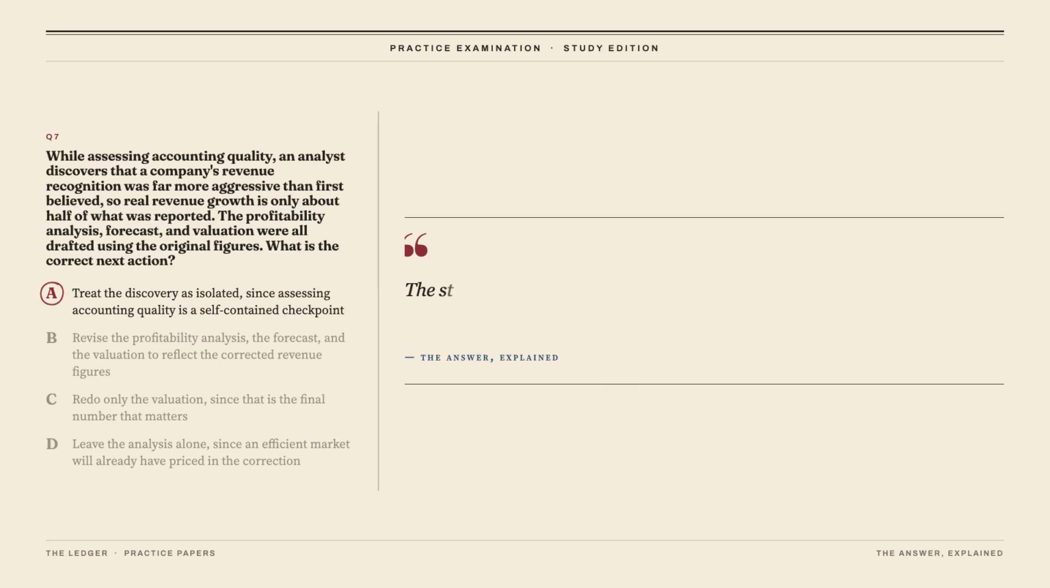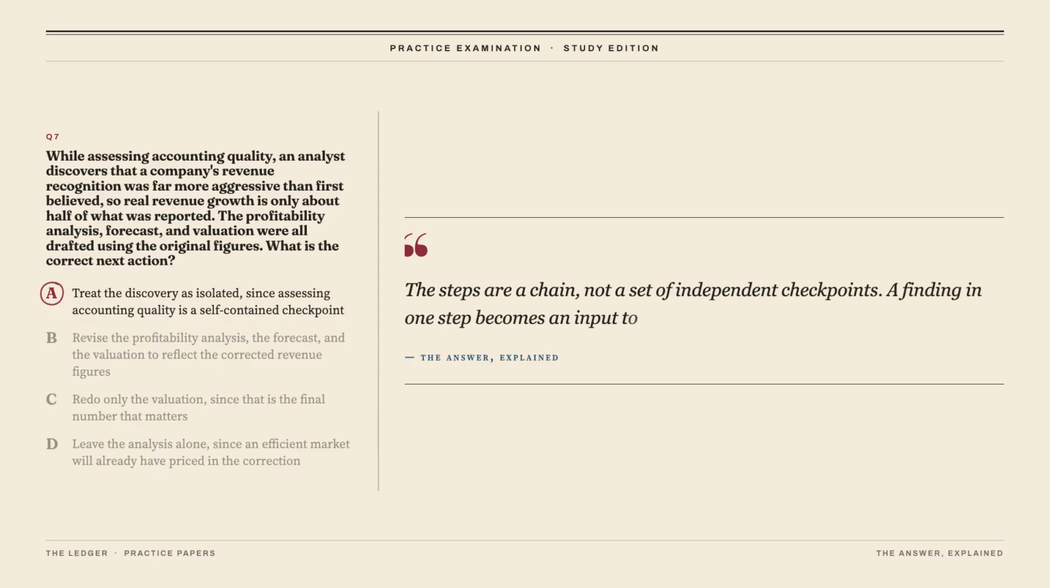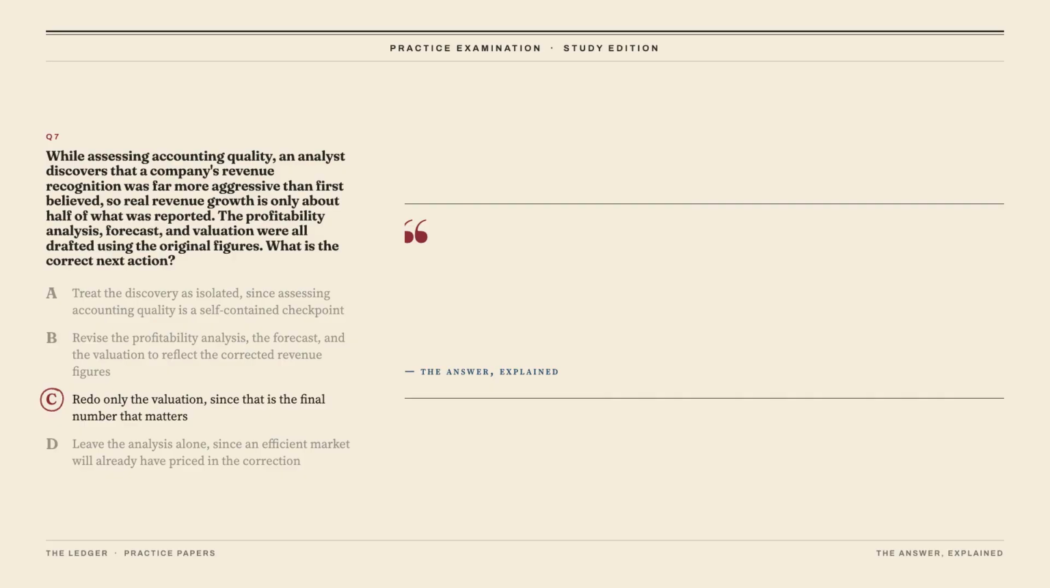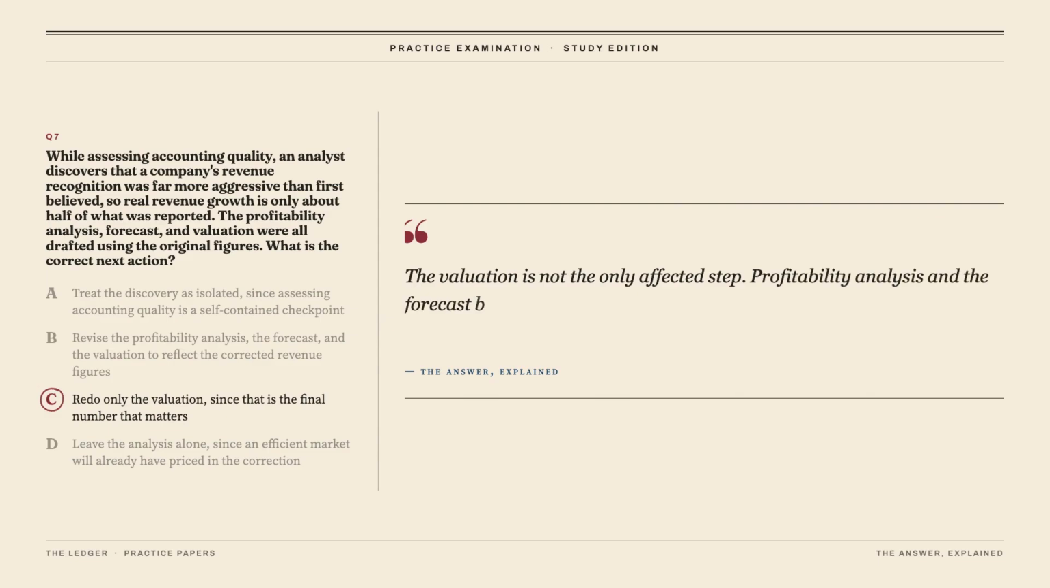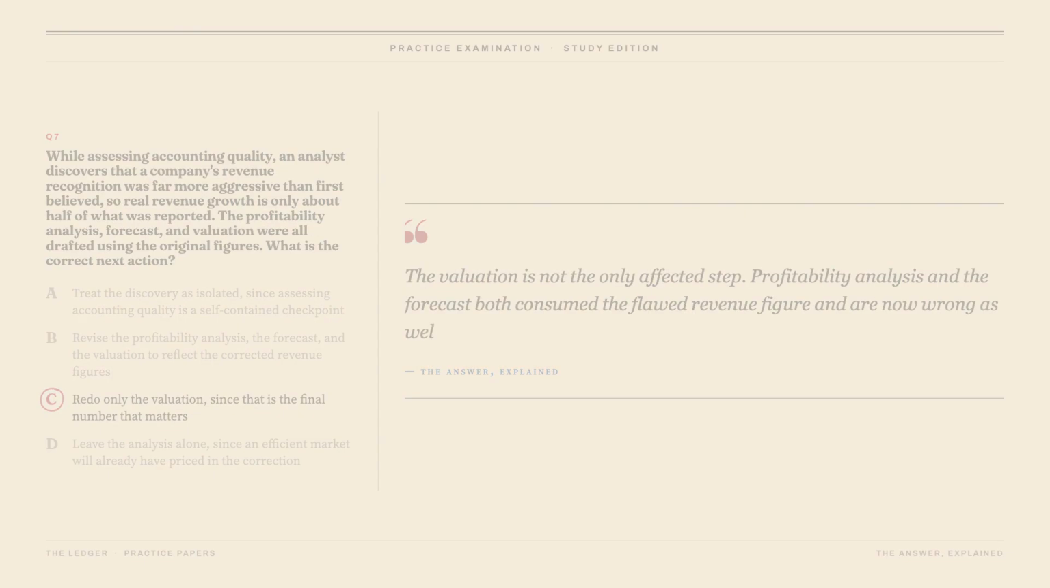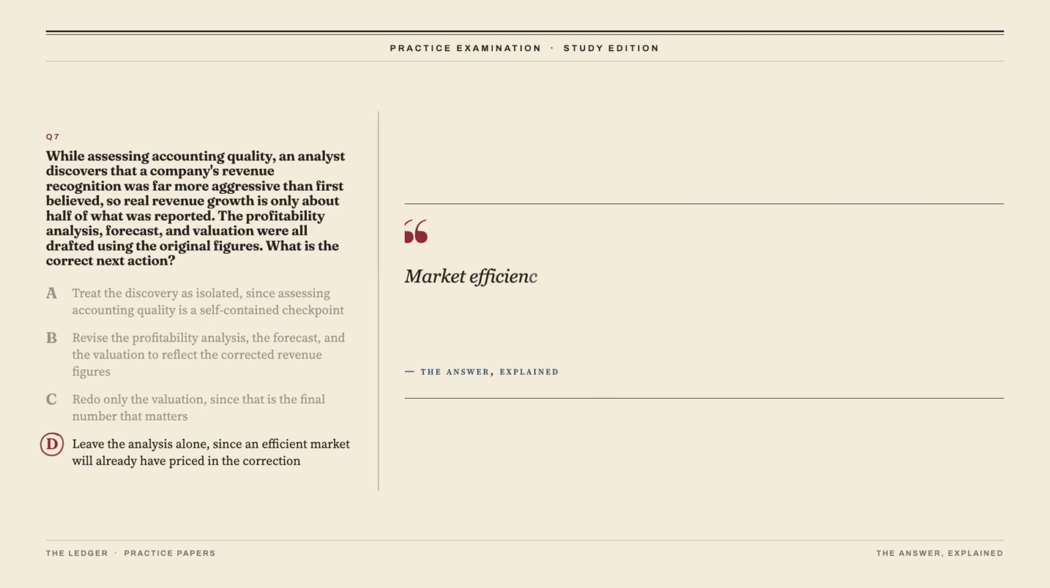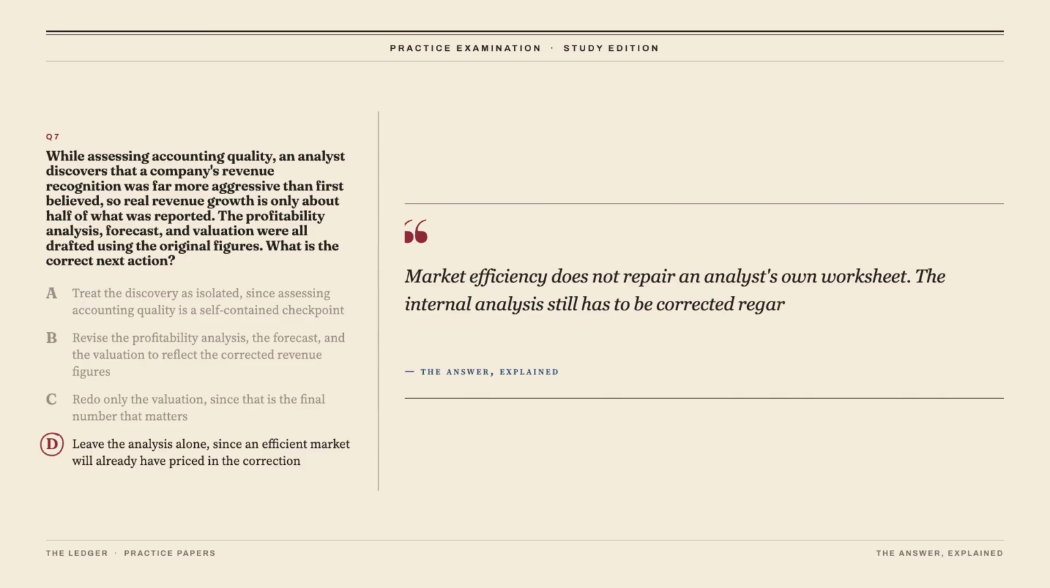A is wrong because the steps are a chain, not a set of independent checkpoints. A finding in one step becomes an input to the steps that follow it. C is wrong because the valuation is not the only affected step. Profitability analysis and the forecast both consumed the flawed revenue figure and are now wrong as well. D is wrong because market efficiency does not repair an analyst's own worksheet. The internal analysis still has to be corrected regardless of how any market has priced the stock.